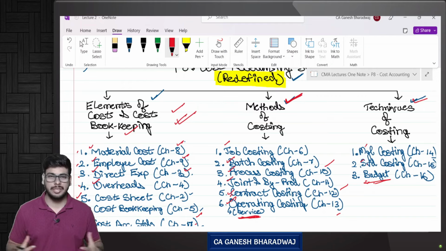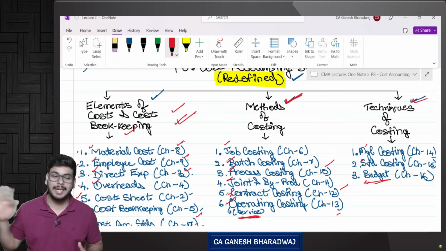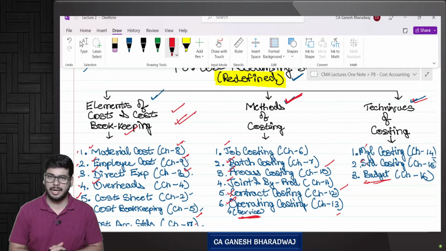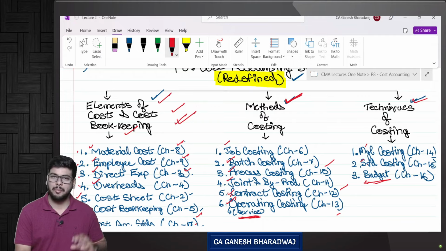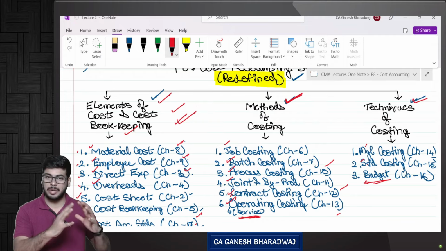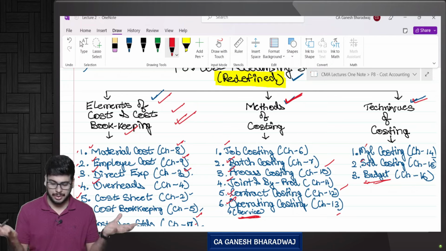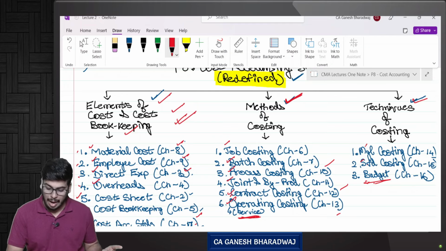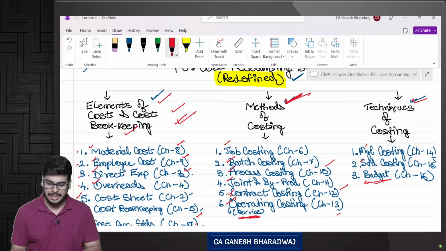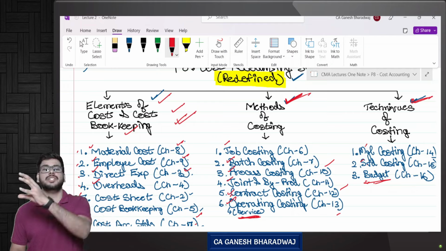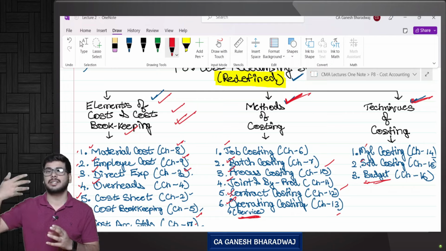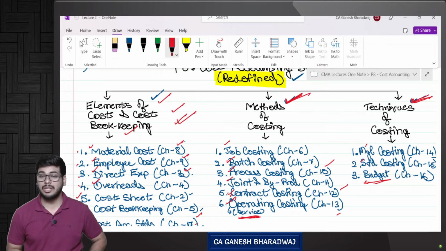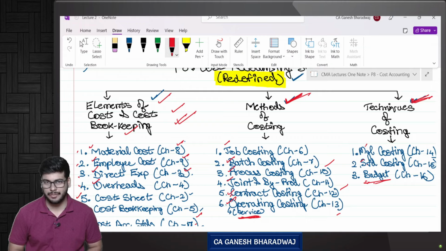What are these chapters in detail? We will be seeing them during the course of our lectures. For the time being, you just understand that the first component is elements of cost and cost bookkeeping. It tells you the basics of cost accounting, your costing principles. If you apply that industry wise or sector wise, that is called methods of costing. And techniques of costing is nothing but the information that costing provides you. Based on that, if you start taking some meaningful decisions, that is covered under techniques of costing. Are you clear with this?